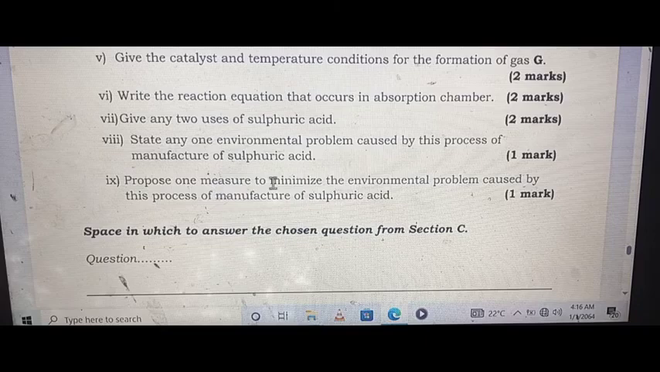9. Propose one measure to minimize the environmental problem caused by this process of manufacture of sulfuric acid. The correct answer is use scrubbers or filters. Thank you so much. This is the end of section C.